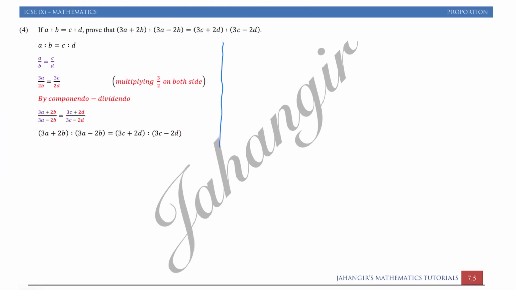Next question is also based on the same pattern. Let's do it. We have A is to B is equal to C is to D. So writing the ratios as fractions, A by B is equal to C by D. Now check what you want: 3A plus 2B, 3A minus 2B, 3C plus 2D, 3C minus 2D, again plus and minus.